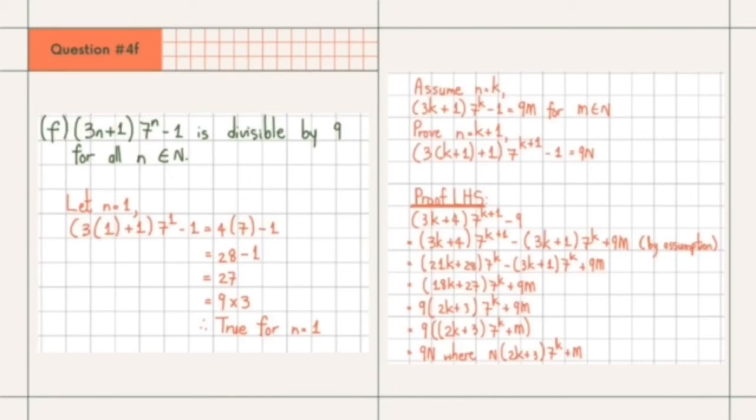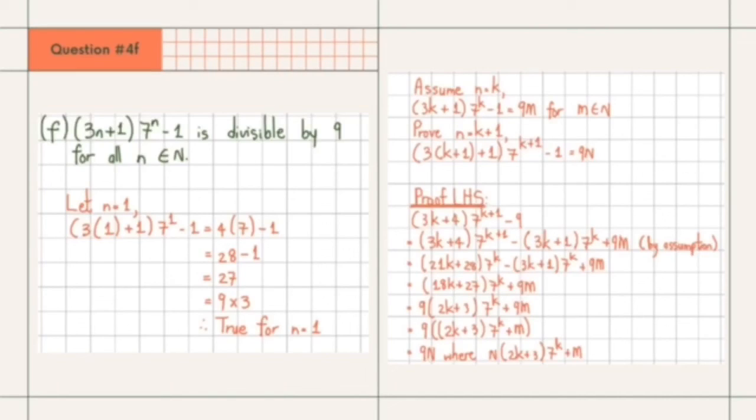Another way of proving is by using the left hand side. We have (3k plus 4) times 7^(k plus 1) minus 9. So by assumption, we will have (3k plus 4) times 7^(k plus 1) minus (3k plus 1) times 7^k plus 9m. Solving the equation we have just now, we will have (21k plus 28) times 7^k minus (3k plus 1) times 7^k plus 9m.